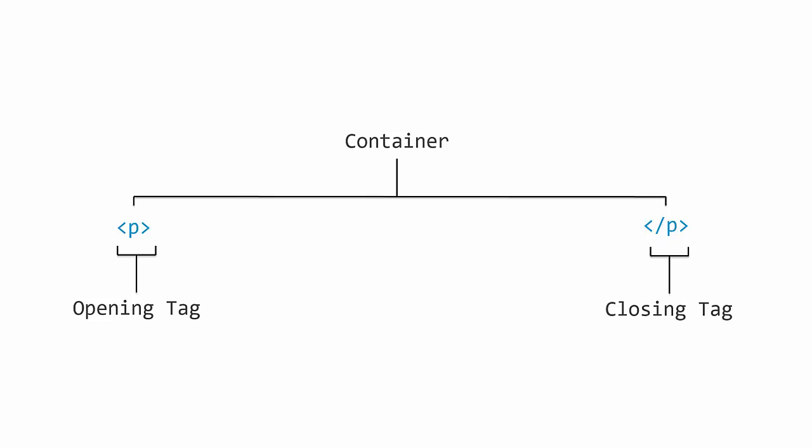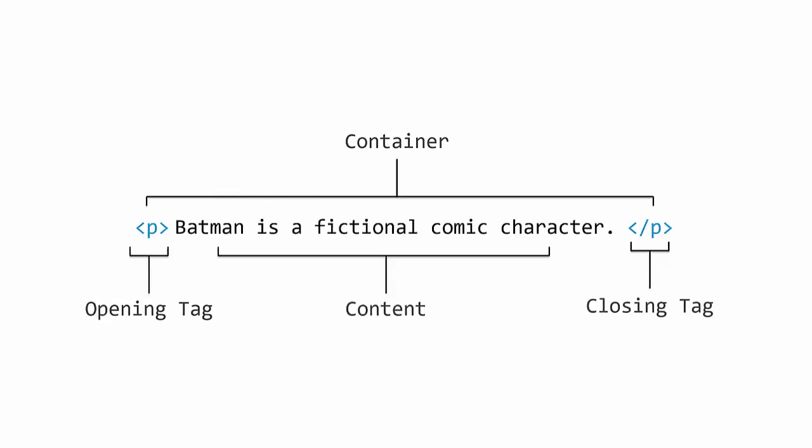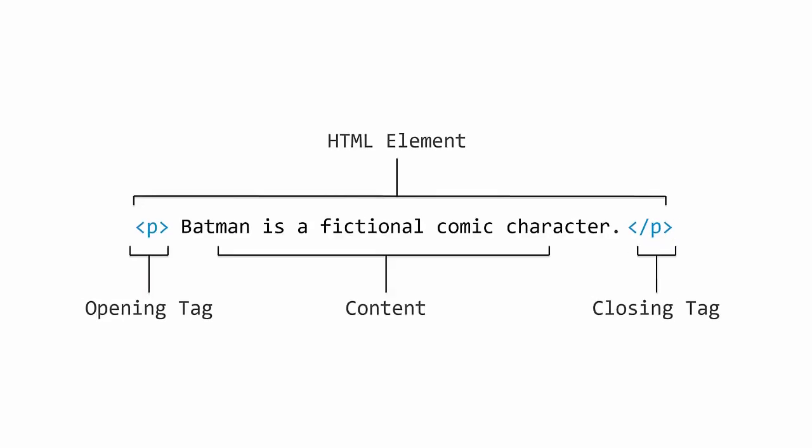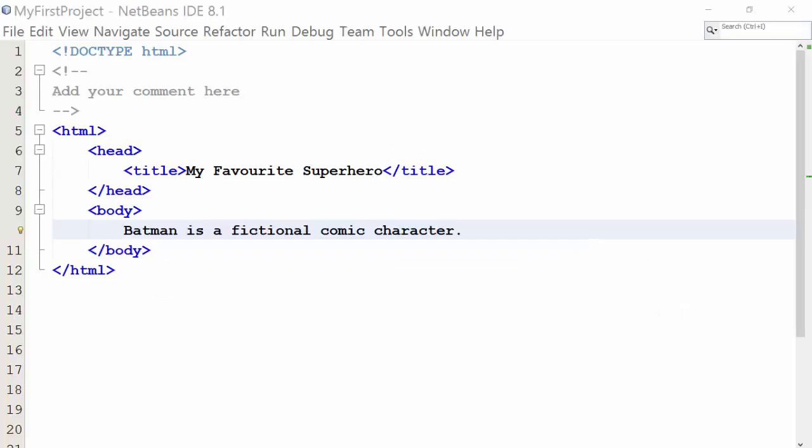Let us add some text within the pair here. Batman is a fictional comic character. Together, these three are called an HTML element. Your HTML page is made of a number of such elements. Let us use this example in our project.